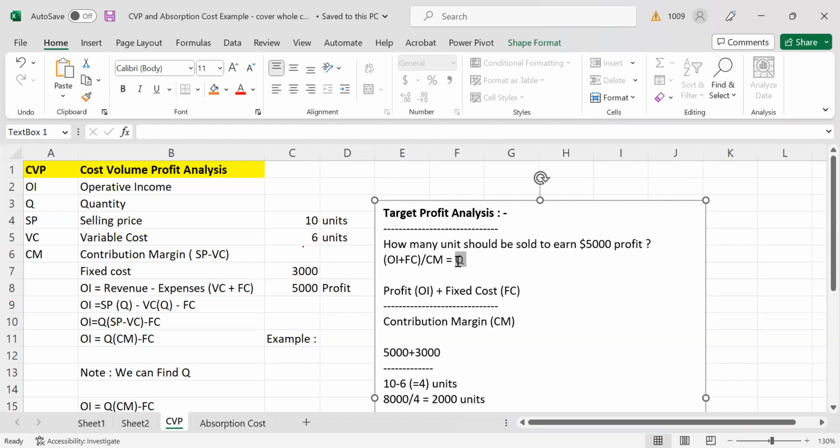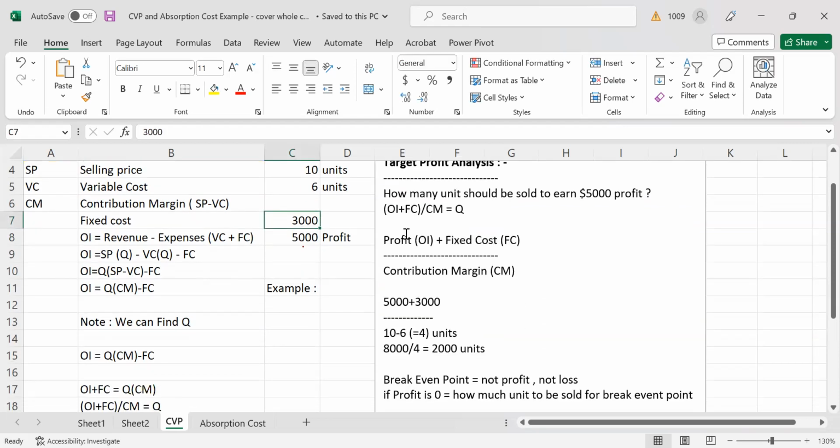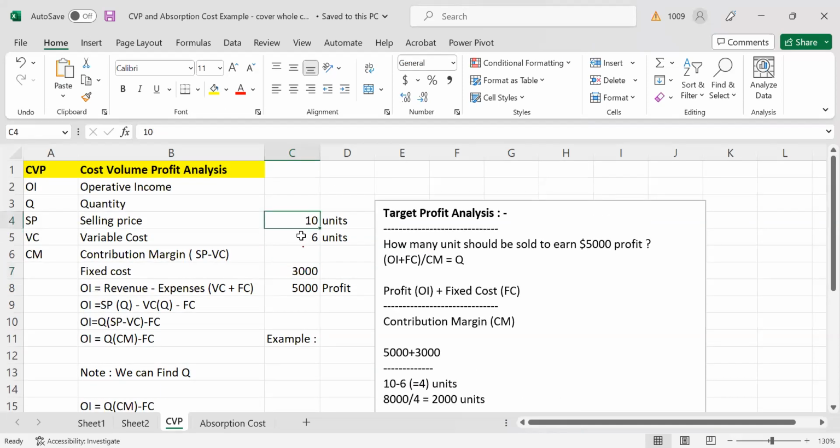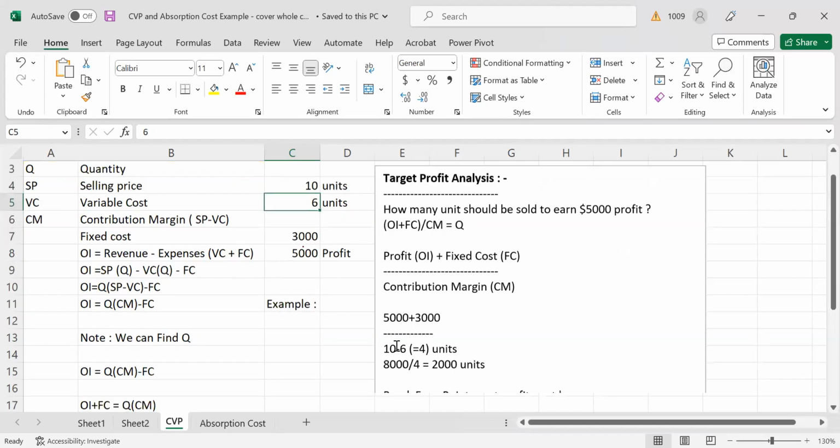So we want to know the quantity. How to do this? Some of the figures are available with us. Let's see what those figures are. The first is the profit. Profit means OI, operating income, plus the fixed cost that we have already mentioned here. The fixed cost is 3000, so 5000 plus 3000, which is written here, and contribution margin, we know, is selling price minus variable cost, meaning 4.